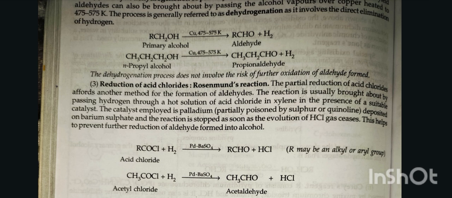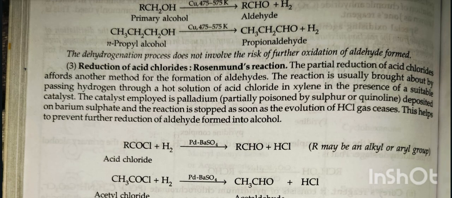Third, reduction of acid chlorides: Rosenmund reaction. The partial reduction of acid chloride affords another method for the formation of aldehydes. The reaction is usually carried out by passing hydrogen through a hot solution of acid chloride in xylene in the presence of a suitable catalyst.